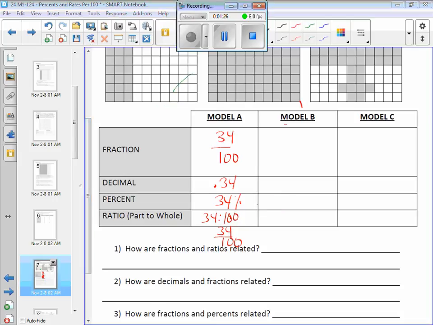All right, what about Model B? Okay, Val. Decimal. Let's do it over under. It's going to come in handy when we do the bottom and look at similarities. Model C.